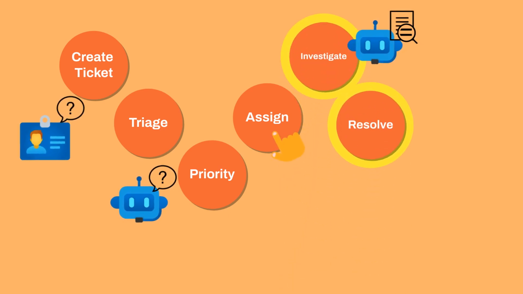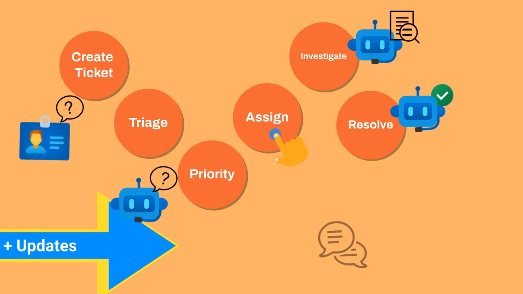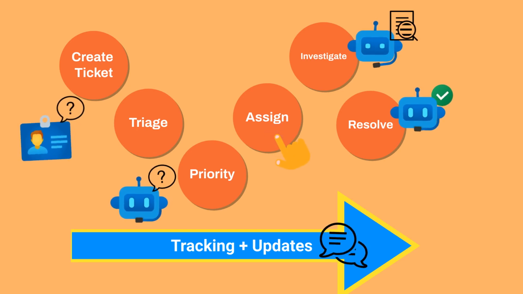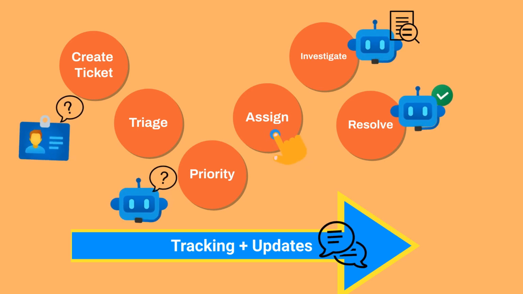Investigation and resolution. Support personnel analyze reported issues, diagnose root causes, and develop resolution plans. They may collaborate with others and communicate with users for additional information or updates. Ticket tracking and updates. Throughout the resolution process, the ticket status is tracked and updated regularly. Users receive transparent communication about progress, ensuring they are informed about resolution efforts.